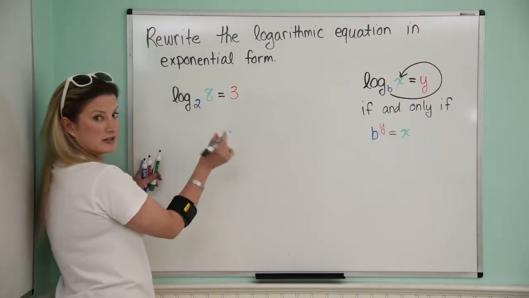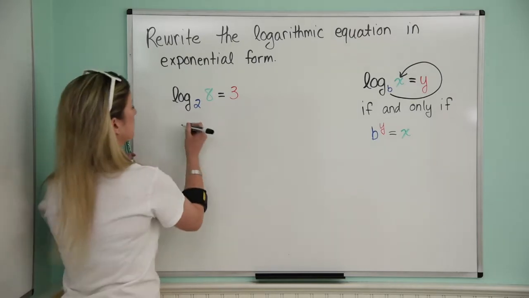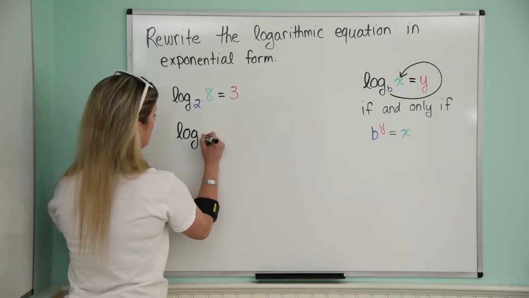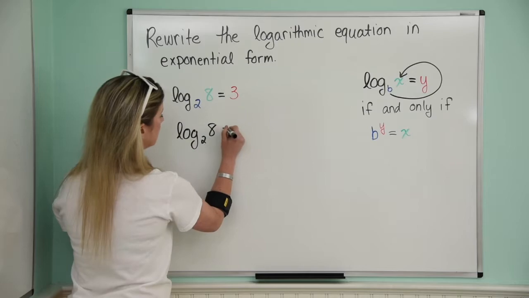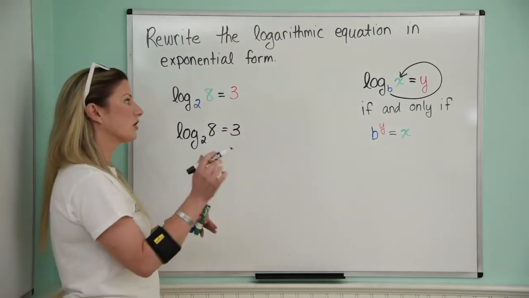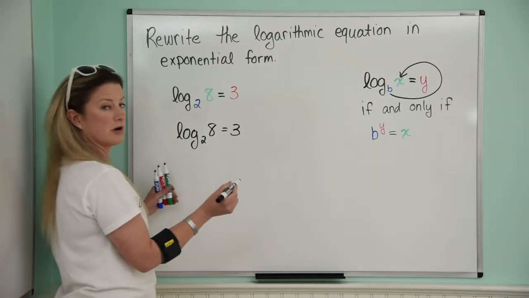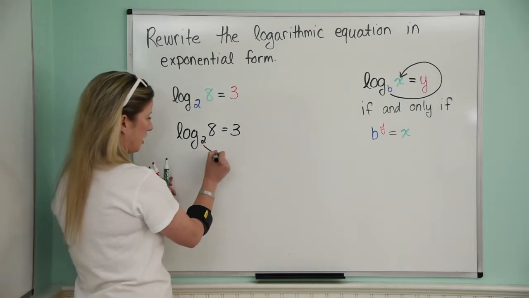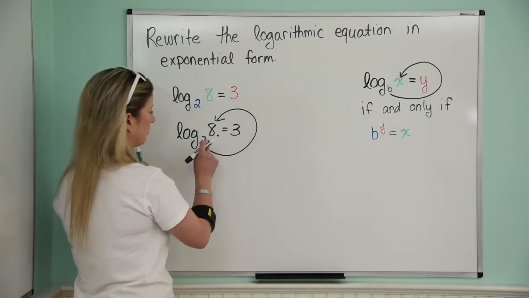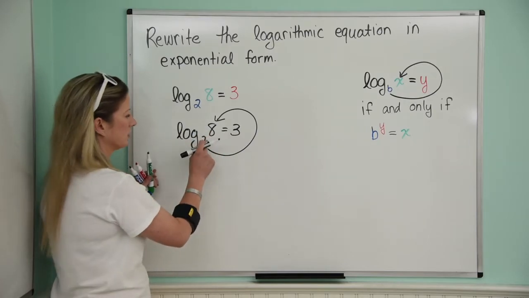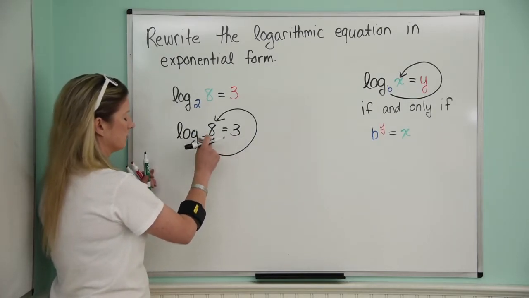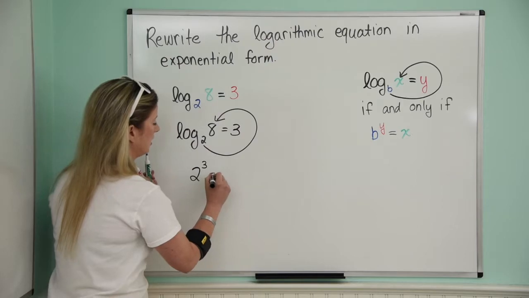So I'm going to rewrite this just in black because we're not going to use colors for this. If I were to write log base 2 of 8 equals 3, and I'm going to use the circle method or the swoosh method or whatever your teacher might call it, you just draw the circle, and that's the order that you do things. Because remember, b to the y equals x, so you're going to go 2 to the third equals 8.